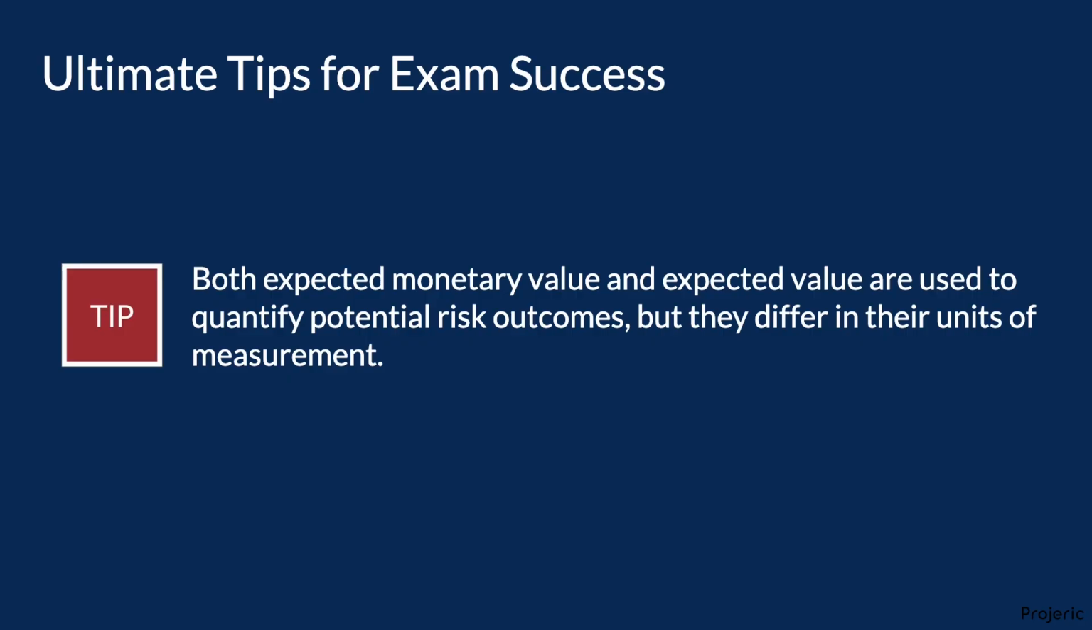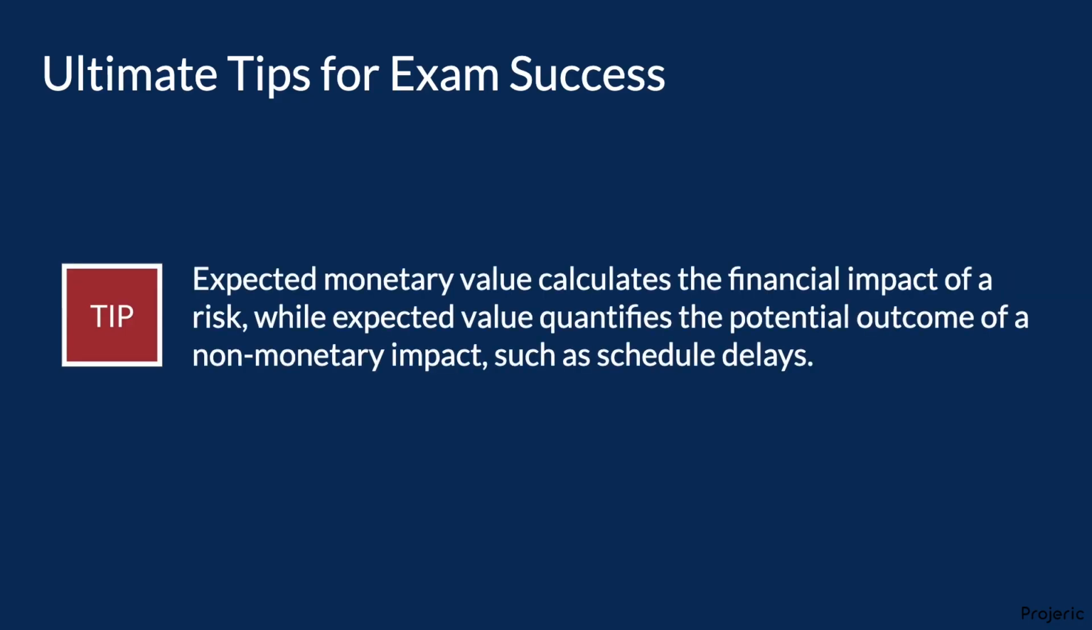Both expected monetary value and expected value are used to quantify potential risk outcomes, but they differ in their units of measurement. Expected monetary value calculates the financial impact of a risk, while expected value quantifies the potential outcome of a non-monetary impact, such as schedule delays.